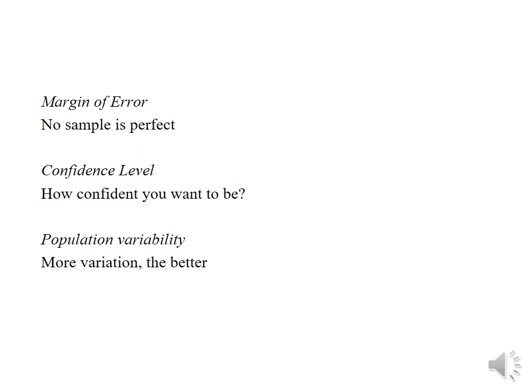The population variability. More variation, the better. For example, if there is more variation, more heterogeneity, the more representative the sample will be. If you are conducting a study in a metropolitan city or in a metropolitan society, then you can generalize the results to the different entities that you have recruited, as compared to conducting it in a village or in a goth which has a very homogeneous population. So it will be very difficult to generalize it to the general population.